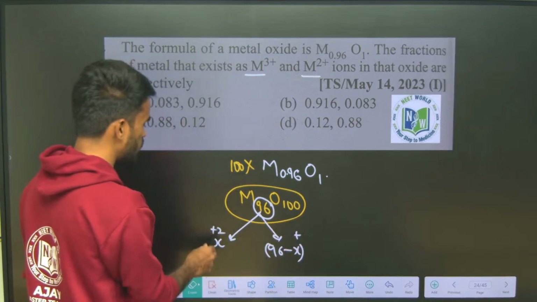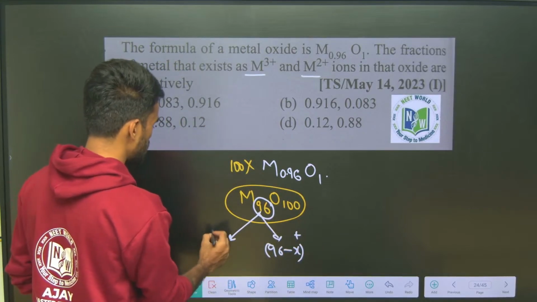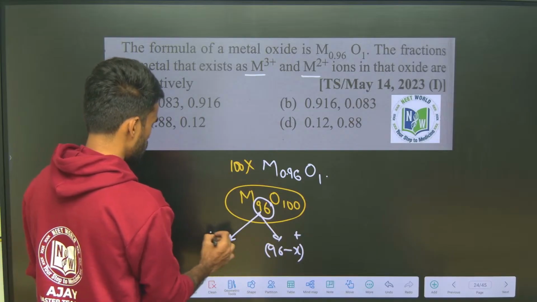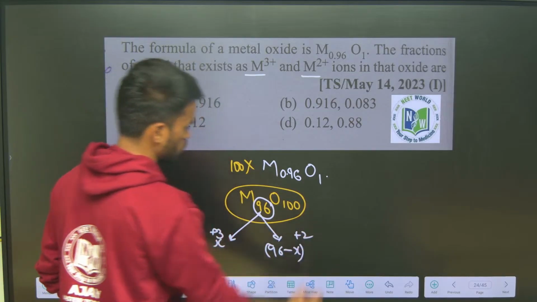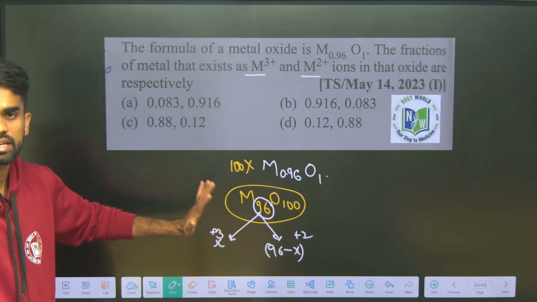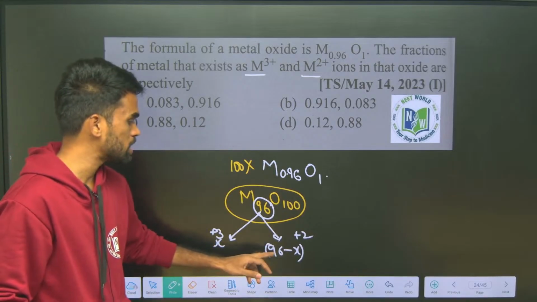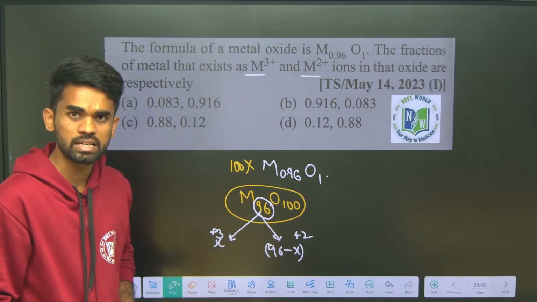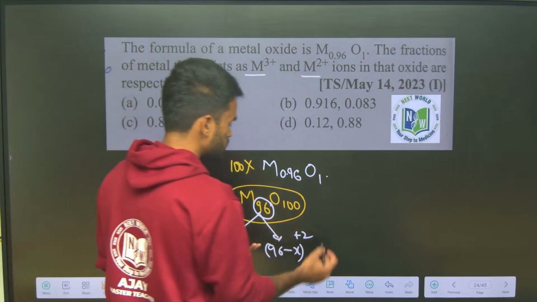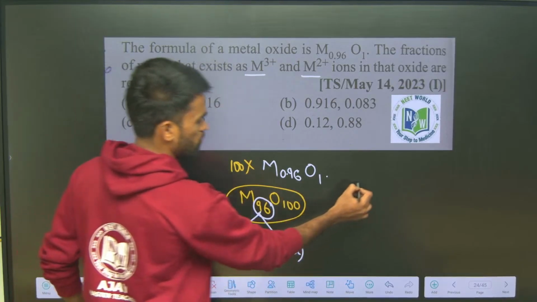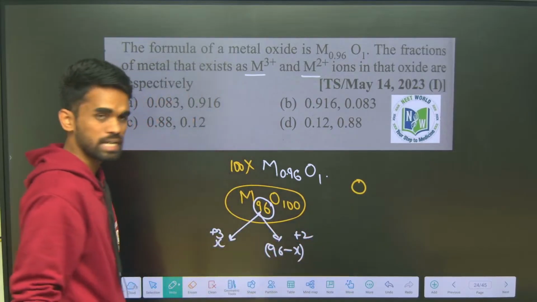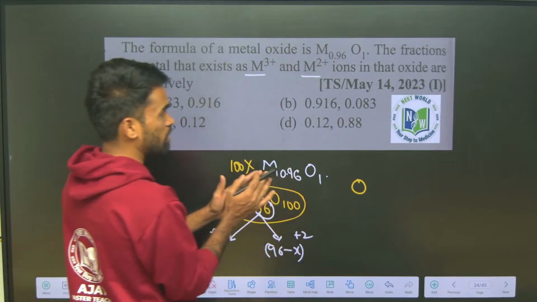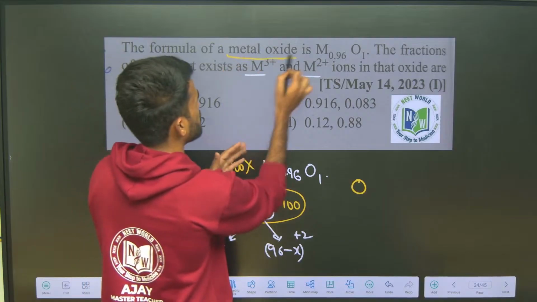Or you can take it in the reverse manner also. This as +3, and this as +2. Whichever way you are convenient, you can take it. Okay, the total will be equal to 96 only, since plus x minus x removes out. Okay, so it means, see, when oxygen is combined with metal, definitely here metal will be forming metal oxide, because they mentioned here it is a metal oxide.